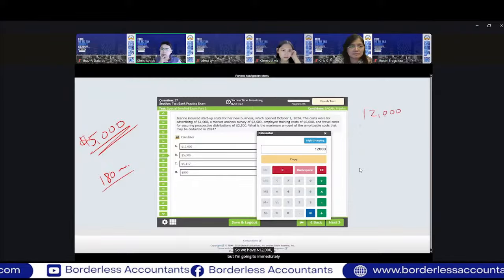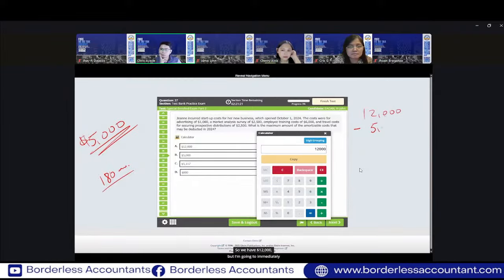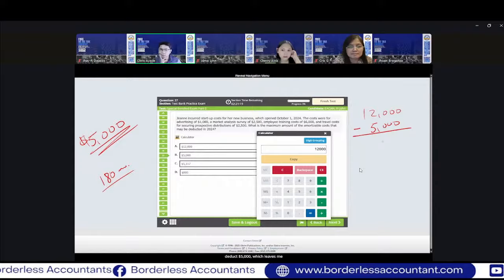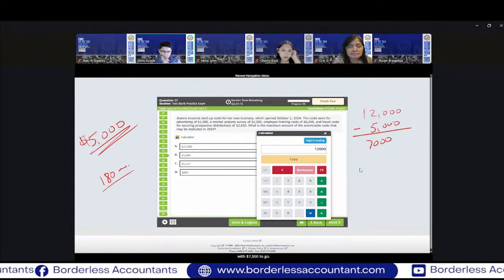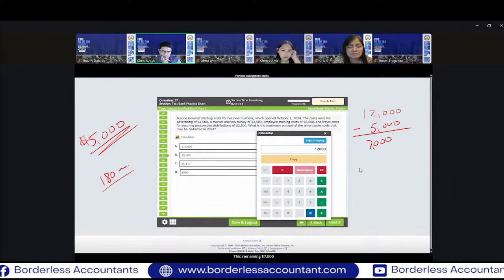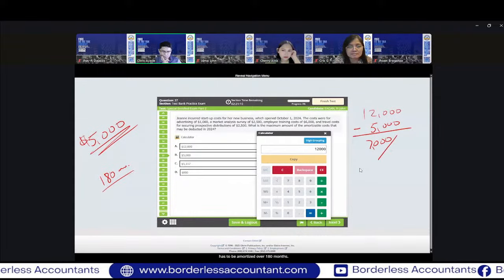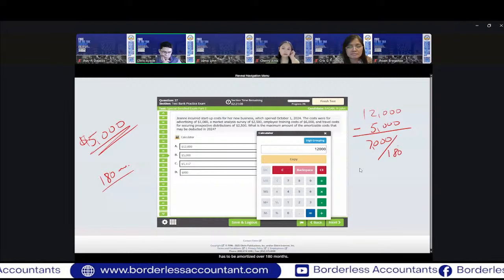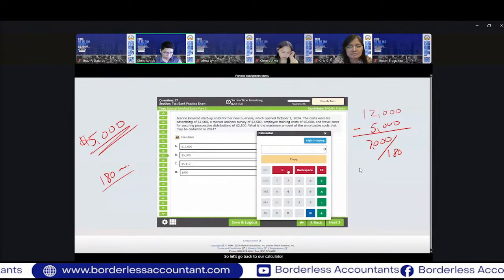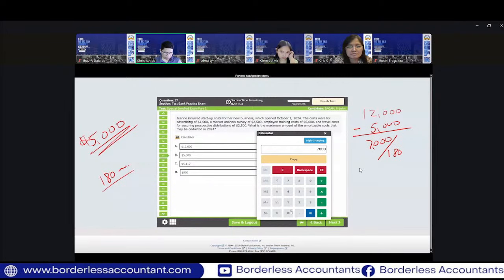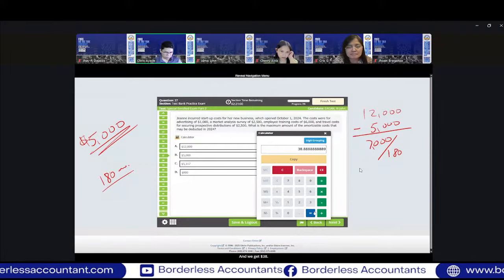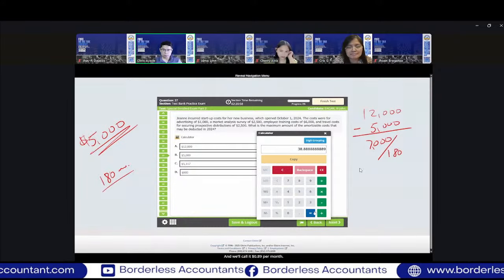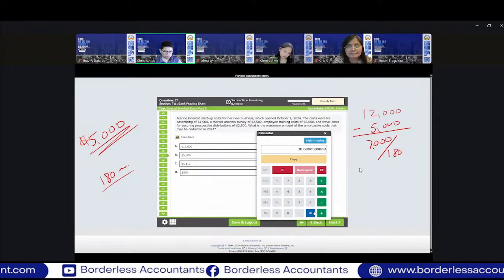So we have $12,000, but I am going to immediately deduct $5,000, which leaves me with $7,000 to go. This remaining $7,000 has to be amortized over 180 months. So let's go back to our calculator. $7,000 divided by 180 months, and we get $38.89 per month.